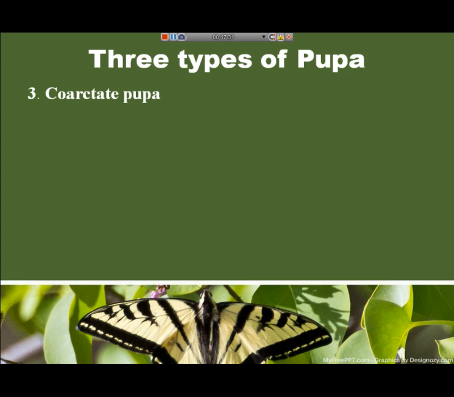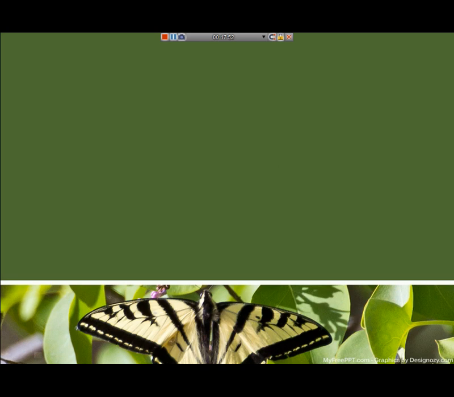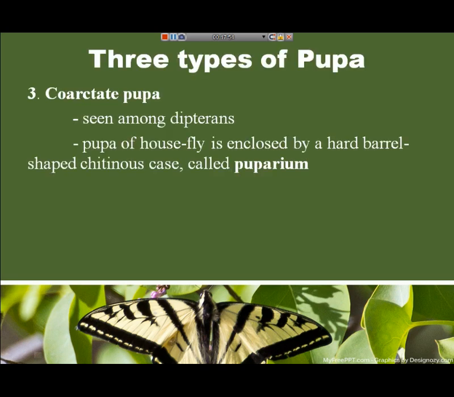Next is the coarctate pupa, which is seen among dipterans. The pupa of the housefly is enclosed by a hard barrel-shaped chitinous case called the puparium. The puparium is segmented externally and the spiracles remain projected outwardly. The pupa of mosquitoes is comma-shaped and contains a broad anterior cephalothorax.